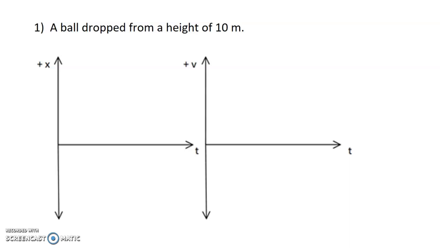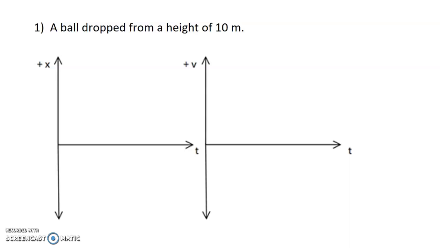We'll just go through one by one, and I'll graph them and talk through the thought process behind it. The first scenario, we have a ball dropped from a height of 10 meters. So let's start with the position time graph. Where is the ball located at every point in time? So in this case, the ball is dropped from a height of 10 meters.